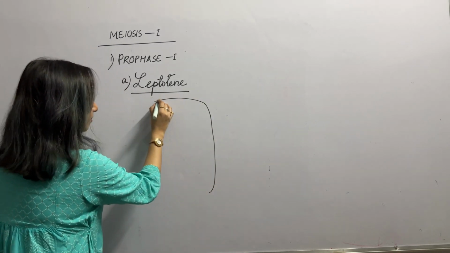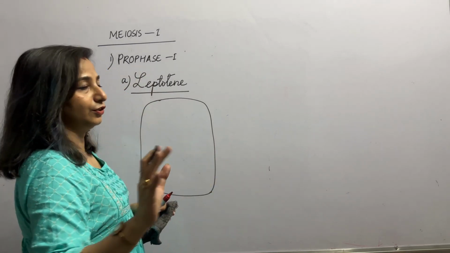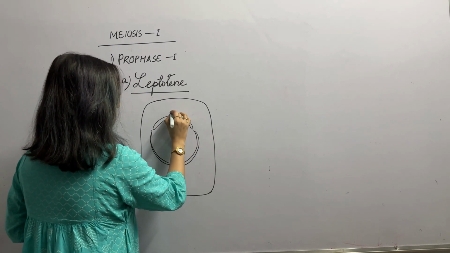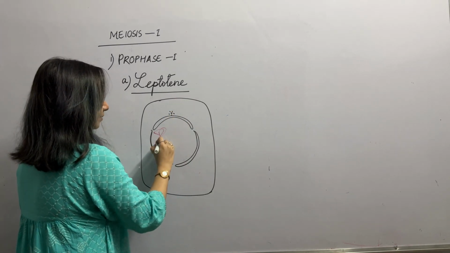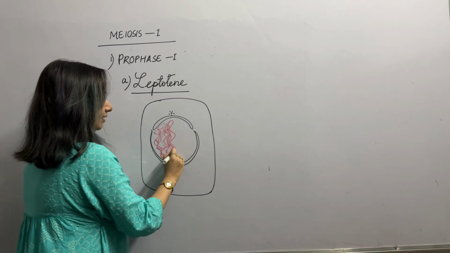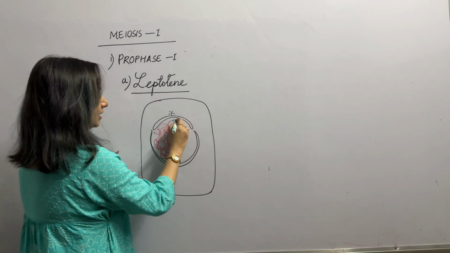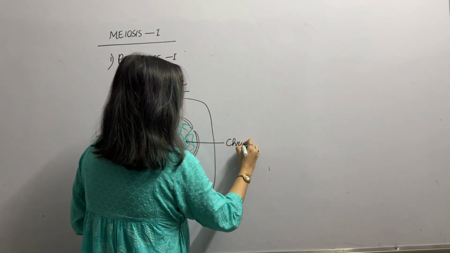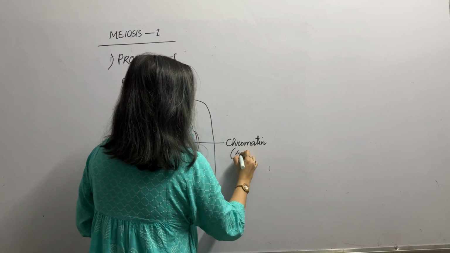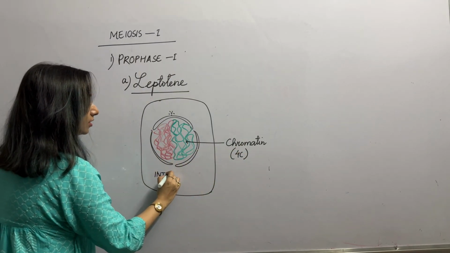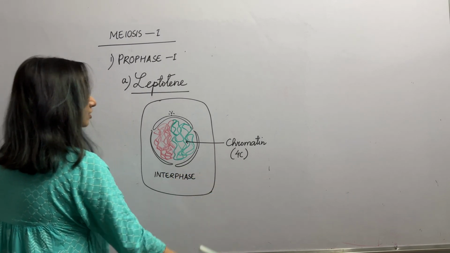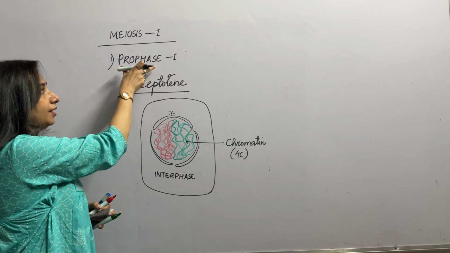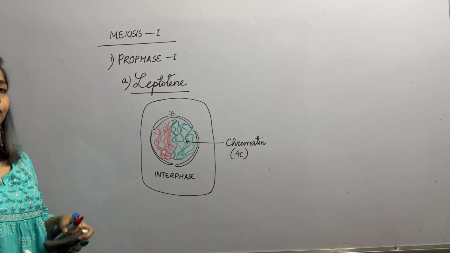Let us see what will happen in leptotene. So imagine this cell which has completed interphase, okay? If you remember nicely, at the end of interphase, what was the chromatin content? The chromatin content has become double. So it becomes how much? 4C. So this is a cell which has completed interphase. Now it is ready to enter the M phase, okay? Now the first part of the M phase is what? Meiosis 1. Under that we are studying prophase 1, and under prophase 1 we are studying the subphase leptotene. So let us see what will happen during leptotene.